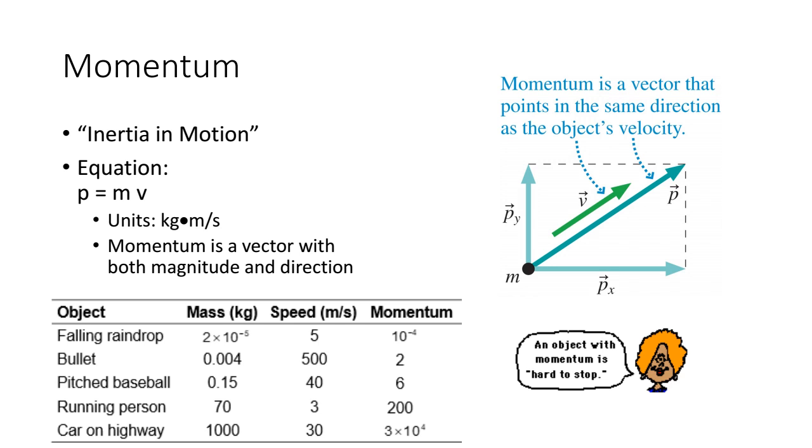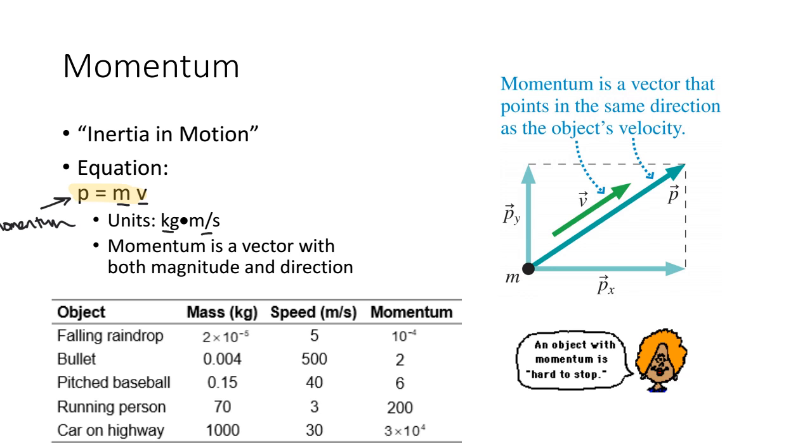Momentum is inertia in motion. Here is the equation for momentum. P equals mv. The letter P in this case represents momentum. Its units are the kilogram meter per second, which makes sense because mass is measured in kilograms and velocity is measured in meters per second.